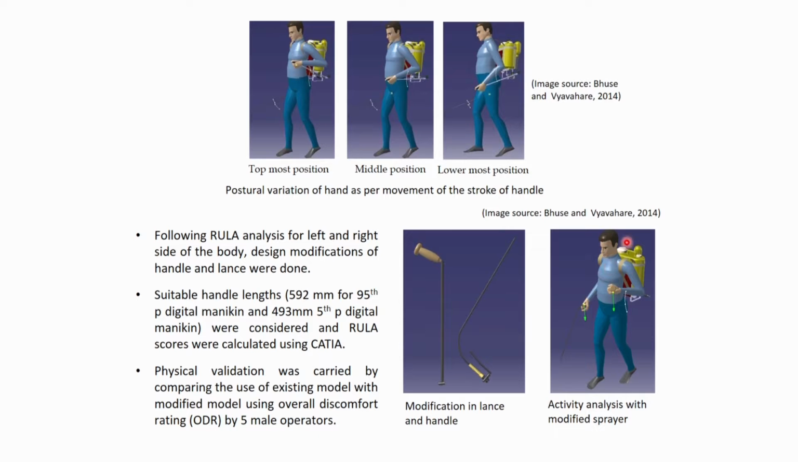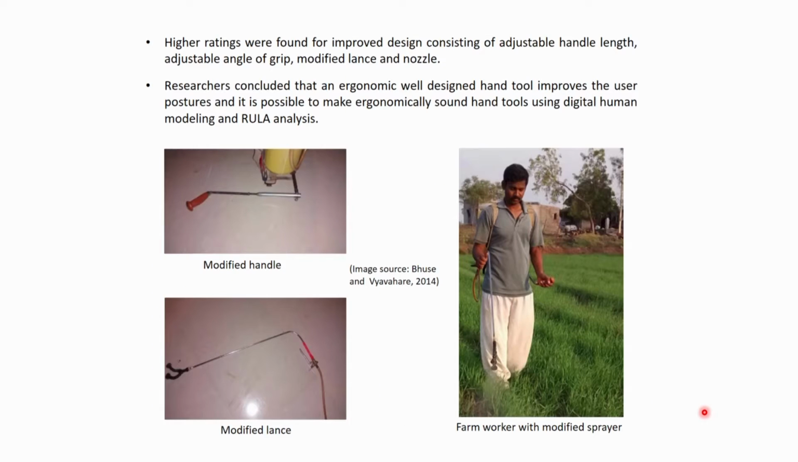So, this is after modification of the design. Now, how is the posture and how the activity is being carried out. And this is the original prototype after modification. Higher ratings are found for improved design consisting of adjustable handle length, adjustable angle of grip, modified lance and nozzle.